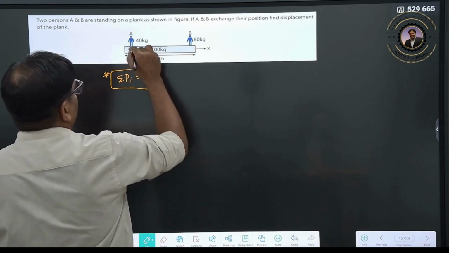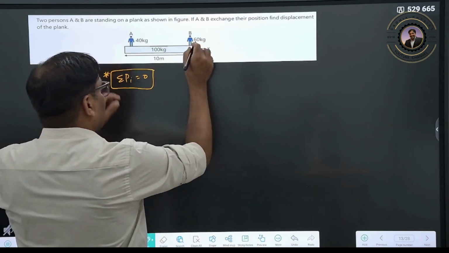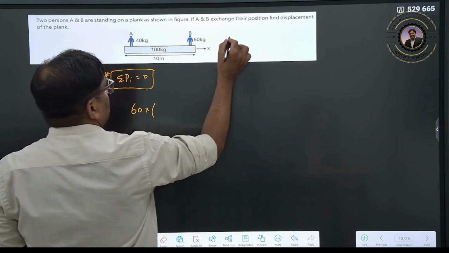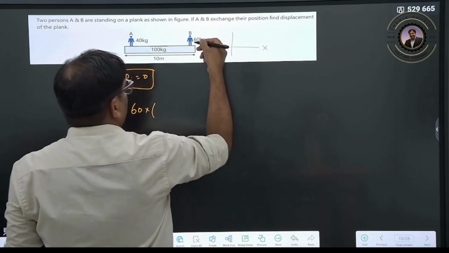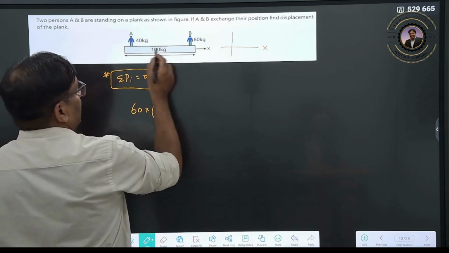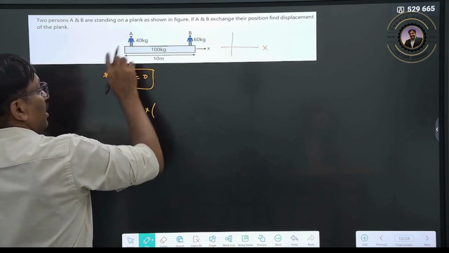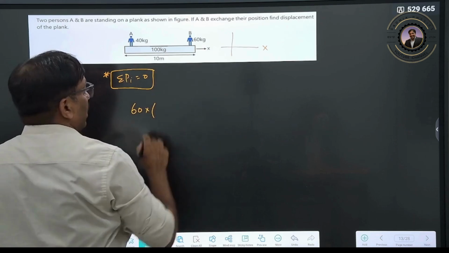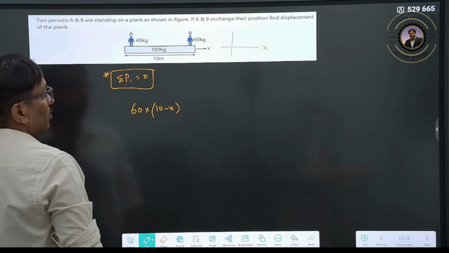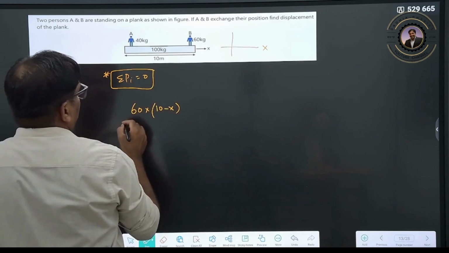Now, can you tell me how much distance this person will travel? First of all, let us take this person, 60 kg. Suppose this is your x-axis and he is going toward this side. How much distance will he travel? He has to travel 10, but really it will not be 10, because the plank is going back, therefore 10 minus x. Clear? So 10 minus x.